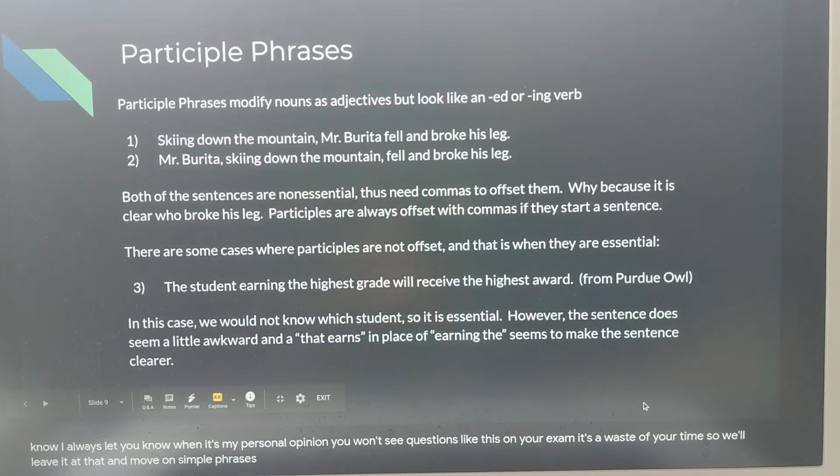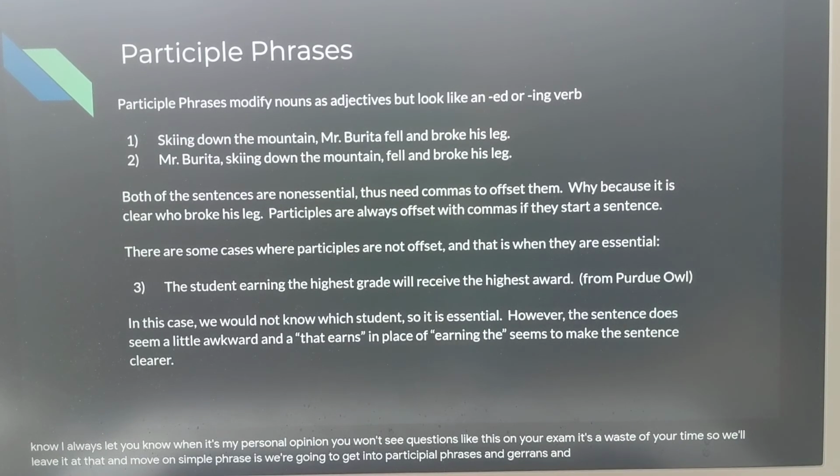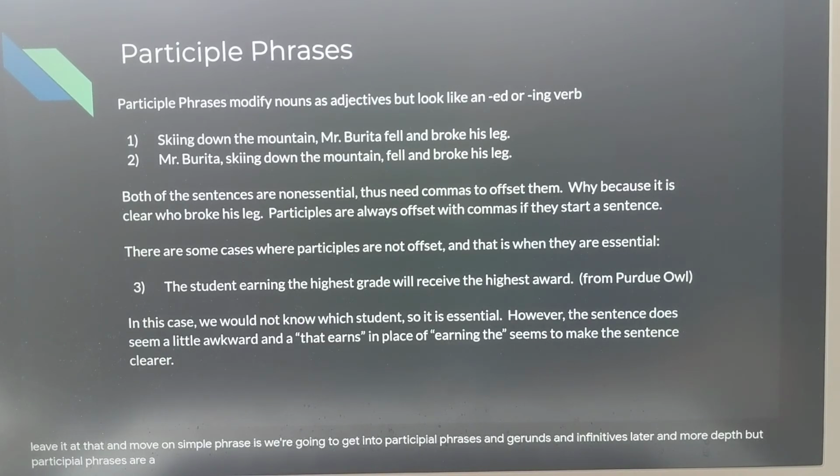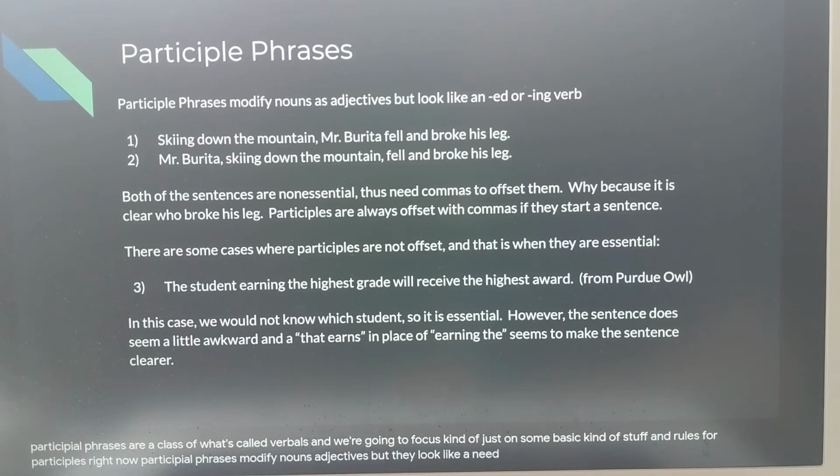Participle phrases, we're going to get into participle phrases and gerunds and infinitives later in more depth. But participle phrases are a class of what's called verbals. And we're going to focus on some basic stuff and rules for participles right now. Participle phrases modify nouns as adjectives, but they look like an ed or ing verb.